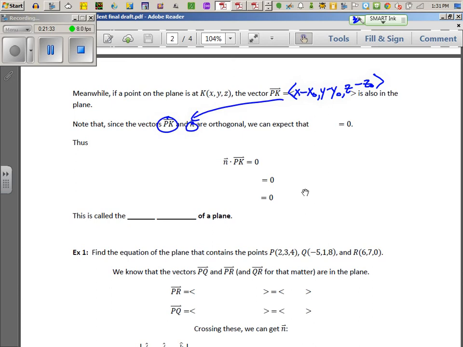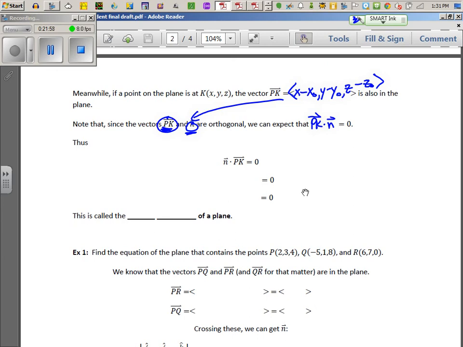And one thing you need to know about a dot product. When you find a dot product, if you get 0, it means that your vectors were perpendicular to begin with. So since we expect PK, which is in the plane, and n, which is perpendicular to the plane, to be perpendicular, we expect vector PK and vector n to dot to 0. And this is the key to the whole lesson right here.